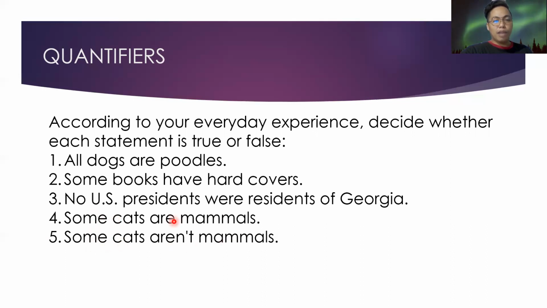Some cats aren't mammals, this is the only wrong one. If statement 4 is true, this is just its negation. So if you negate this true statement, it will be false. So number 5 will be false. Some cats aren't mammals says there is no cat that is a mammal. That's not true. There is at least one cat that's a mammal. Actually, all of them are, as I mentioned.